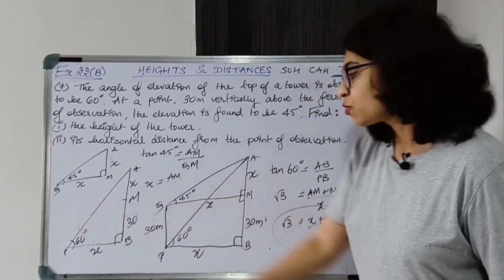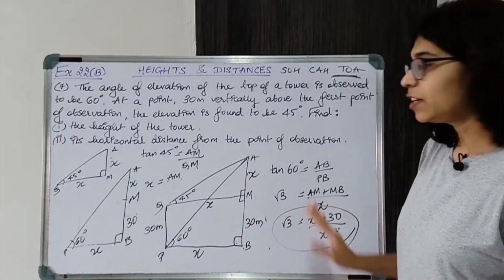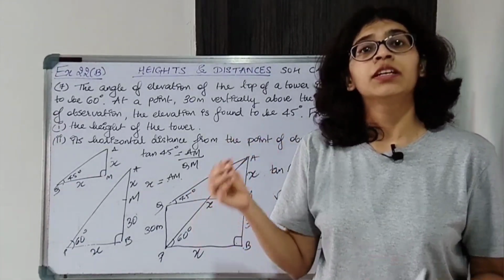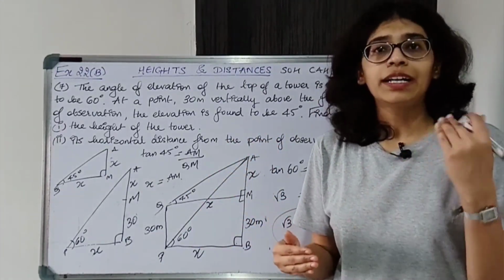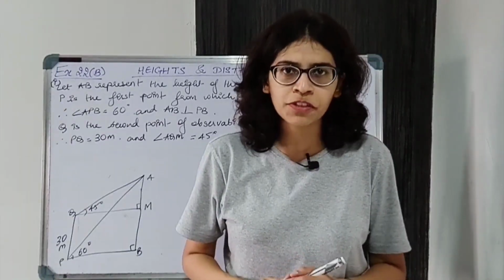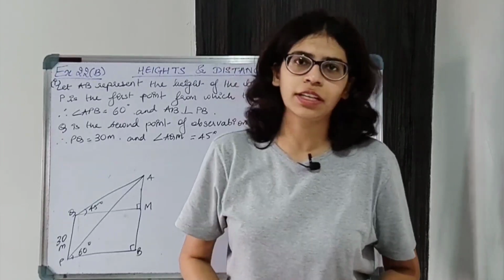ओके, so using trigonometric ratio, once you get x, add AM and MB and you will get the height of the tower. Second part, we'll come to that later. First, let us solve the first part. Now draw a proper figure and according to that write down the correct information.